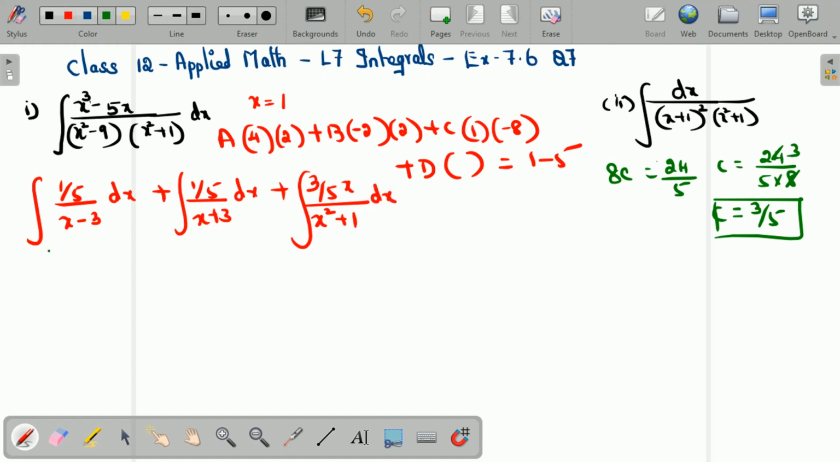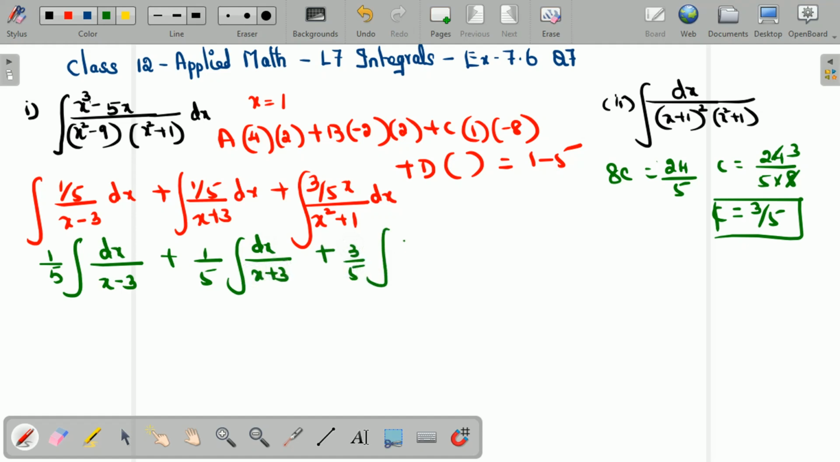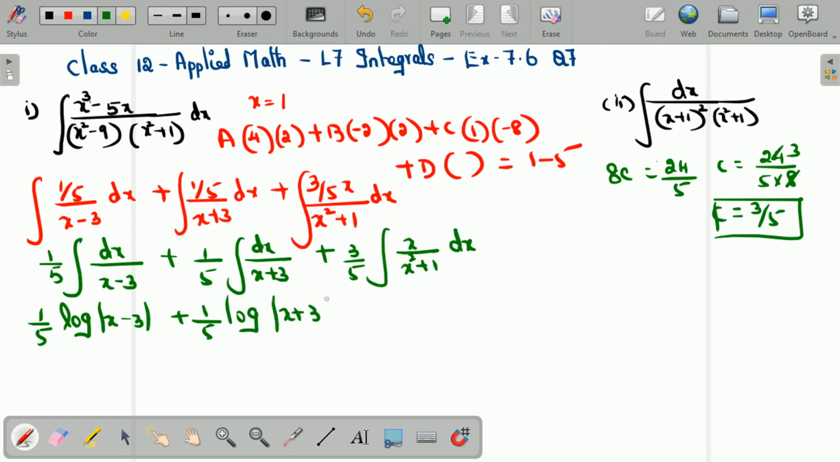So now let's do the integration. 1 by 5 integral of dx divided by x minus 3 plus 1 by 5 integral dx divided by x plus 3 plus 3 by 5 integral x divided by x square plus 1 dx. This part we will be able to directly integrate. So it is 1 by 5 log of x minus 3 plus 1 by 5 log of x plus 3. Then this is plus 3 by 5.